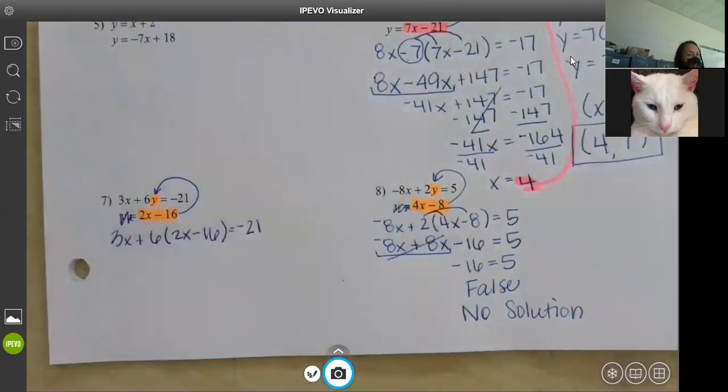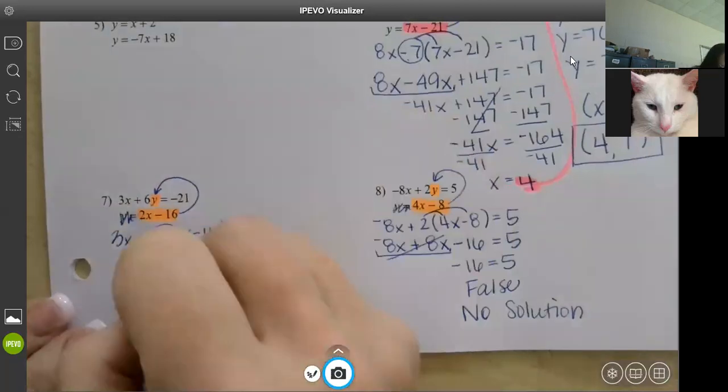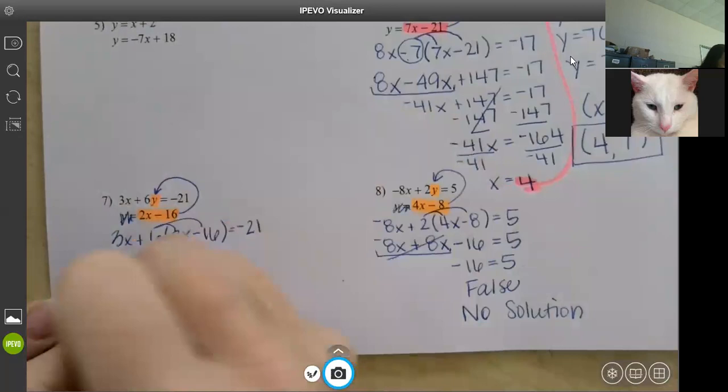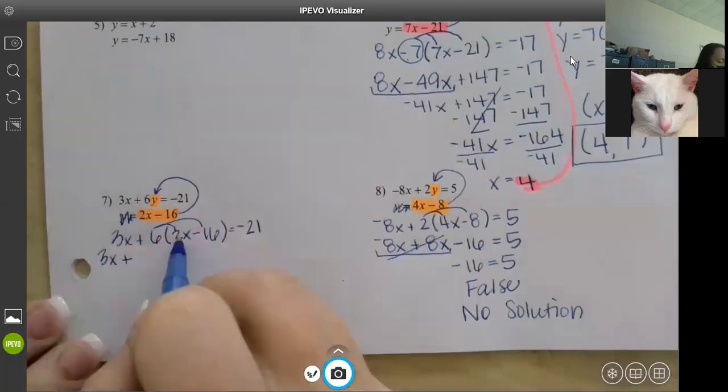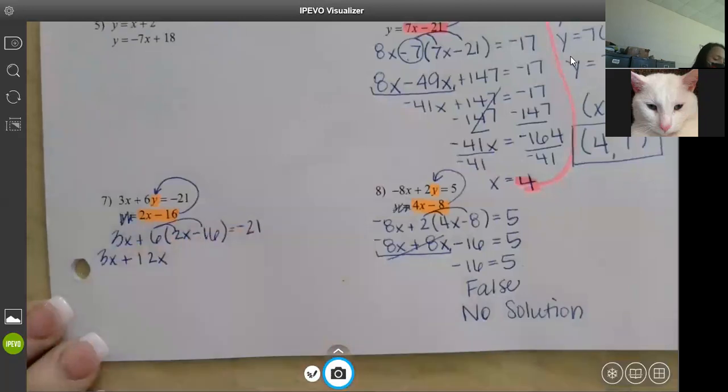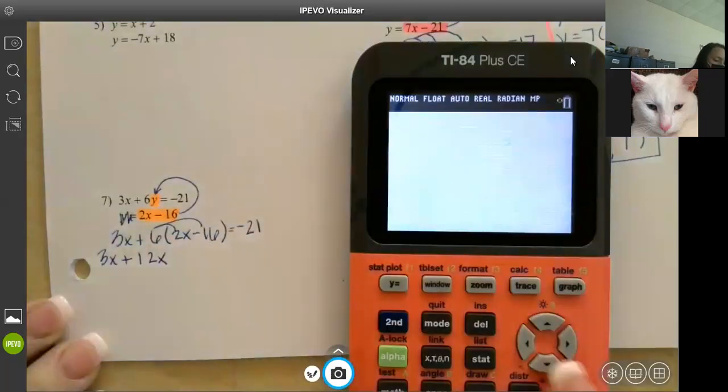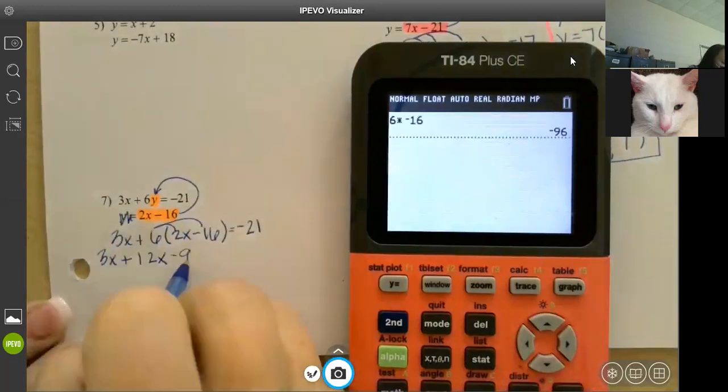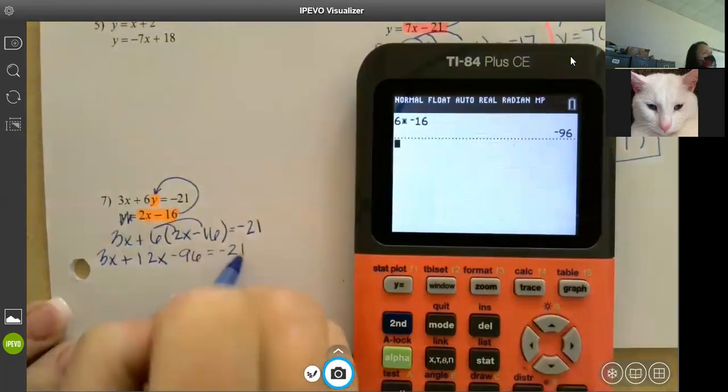What's our first step? Distribute the 6. So we get 3x plus 6 times 2 is 12x. If you're not sure, 6 times negative 16 is negative 96. Use your calculator as much as you need to. Minus 21.